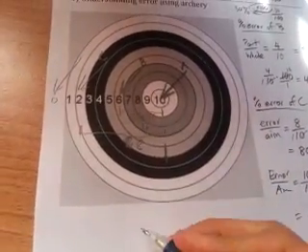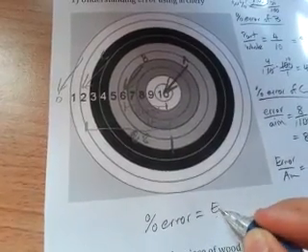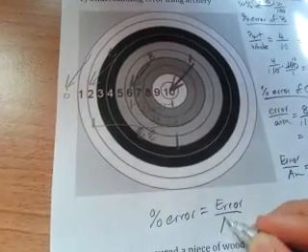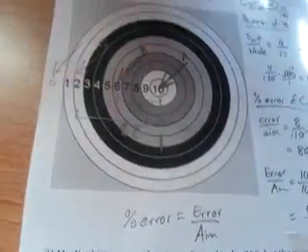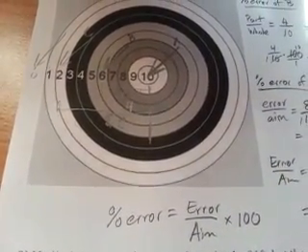So just think about it. Basically, percent error is equal to the error over your aim, whatever your target is, times 100. That's what you have to do. That's all you need to do.